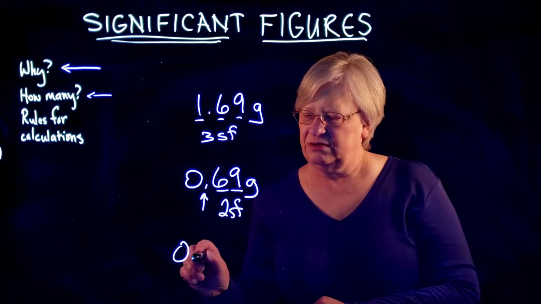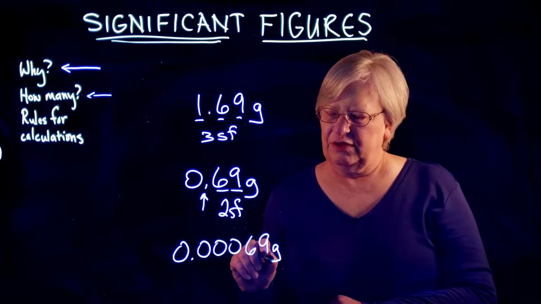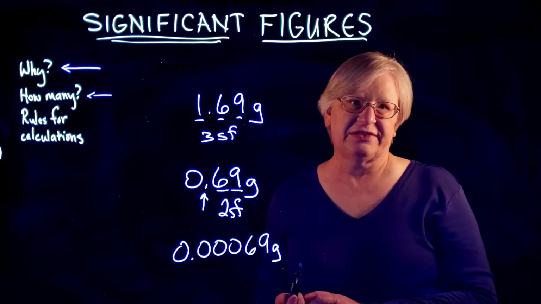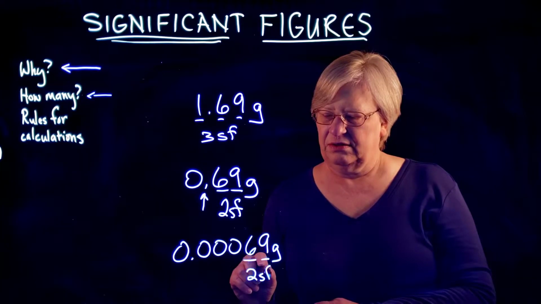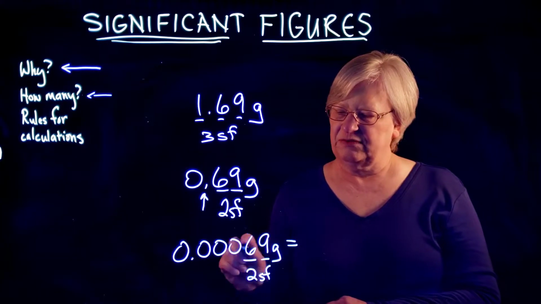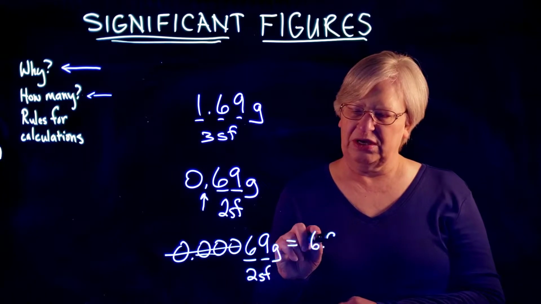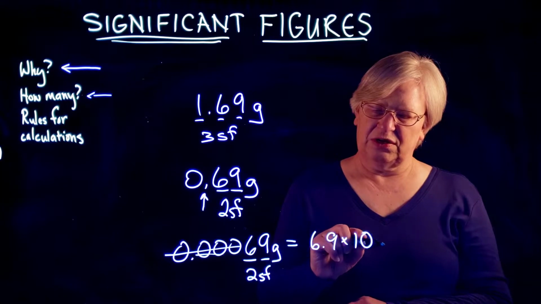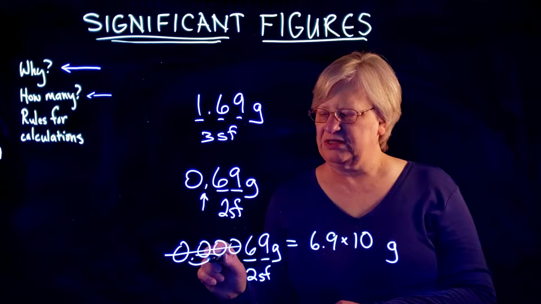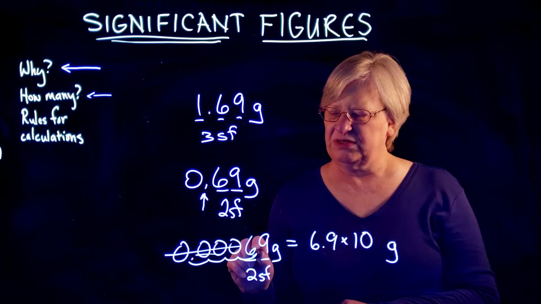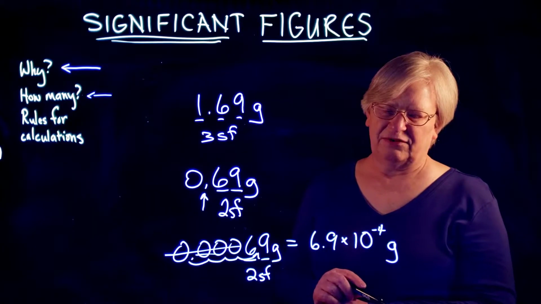Zeros in the front, it doesn't matter how many zeros we have in the front. They are just there to tell us where the decimal place is. That's all they're there for. So here I have 2 sig figs again. If I were to put this into scientific notation, all of those zeros there would go away, right? I would have 6.9 times 10 to the something grams. How many? Well, I would have to move it one place. 1, 2, 3, 4. So 6.9 times 10 to the minus 4th grams.